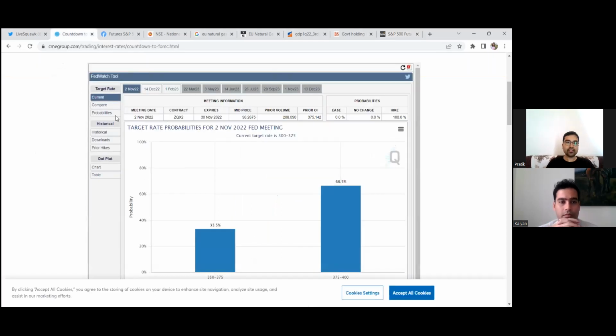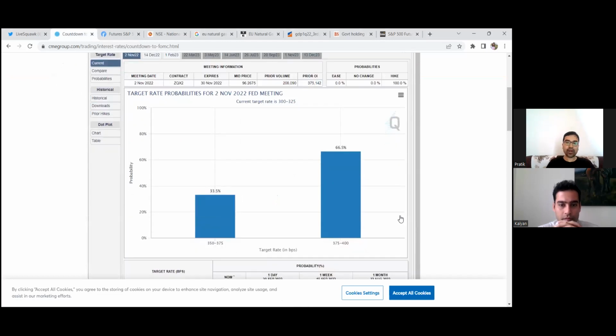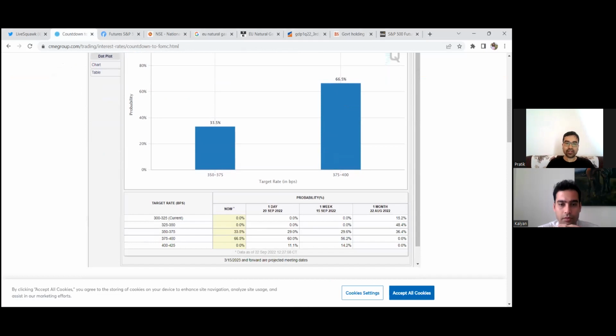So if you can see this, this is the probability for the 2nd November meeting. The 2nd November meeting was widely expected to be 50 basis points earlier. Now it is widely expected to be 75 basis points, 66% probability of a 75 basis point hike, right? So that's the change that basically happened. Like 1 week ago, you can see that the probabilities were quite different. I mean, 1 month ago it was even quite drastically different. We were thinking that we will not even go to 350 to 375.